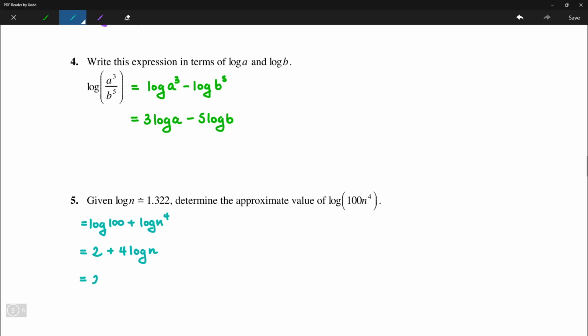After that, we can substitute the approximate value of log n, which is 1.322. And from there, we can multiply everything out. And in the end, we get the answer 7.288. Let's move on to number 6.